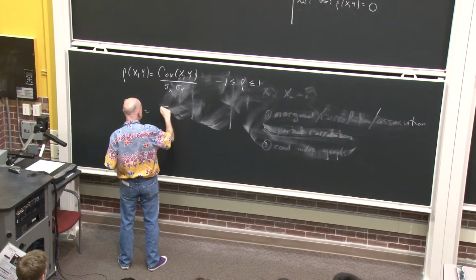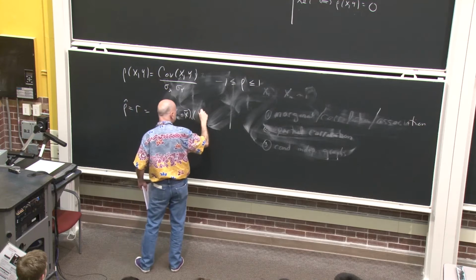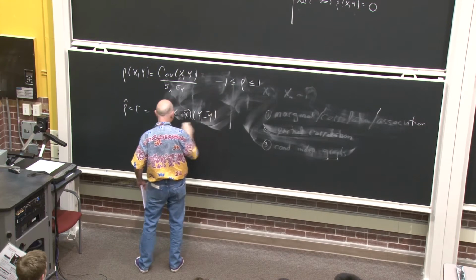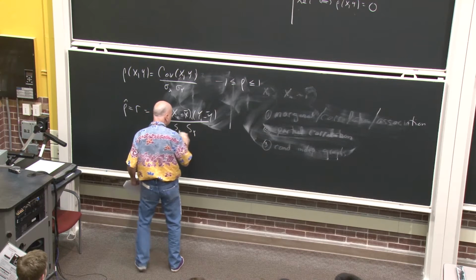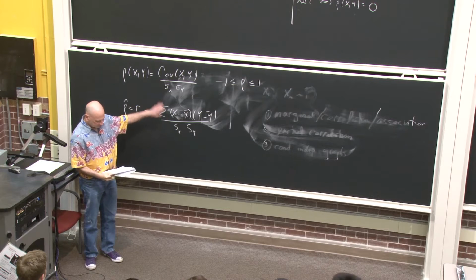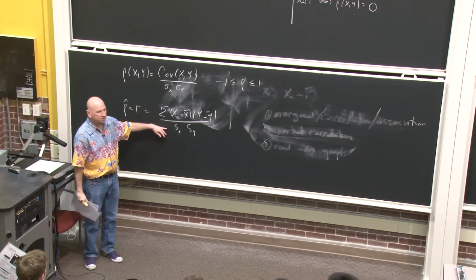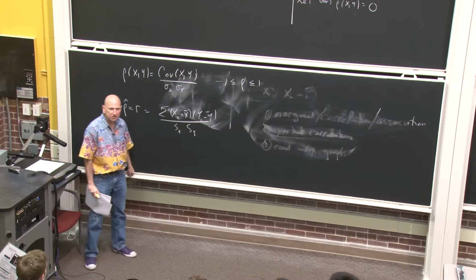So that would just be the sum of xi minus x bar, yi minus y bar, over the sample standard deviation of x and sample standard deviation of y. Okay. So the nice thing about Pearson's correlation is how simple this is and how quick this is. What are some disadvantages of this? Why might this not be a good thing to use?